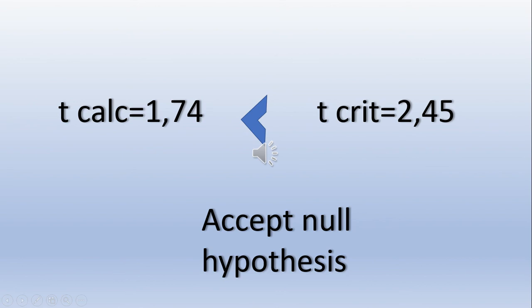Finally, getting the calculated t-value, we compare with the one in the table to accept or reject the null hypothesis. For example, if we get a t calculated of 1.74 and the critical t-value of the table is 2.45, we can accept the null hypothesis.